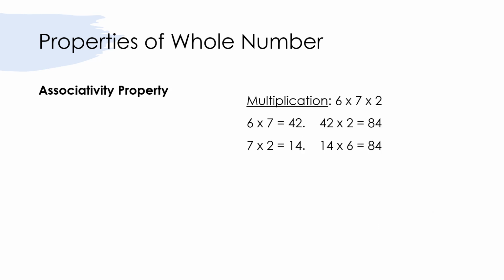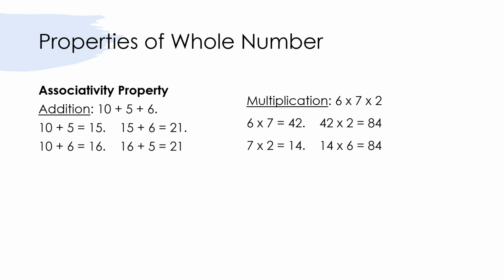Next, we will look at the associative property. We add 10 plus 5 plus 6. If we add 10 plus 5 first to get 15 and after that we add 6 to it, we get the answer as 21. But if we add 10 to 6 first to get 16 and then we add 5 to it, we still get the answer as 21.